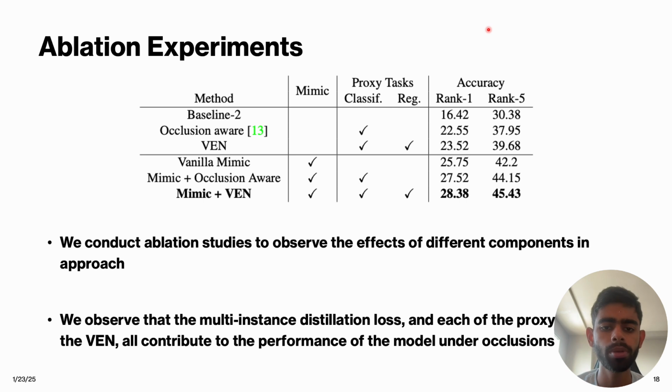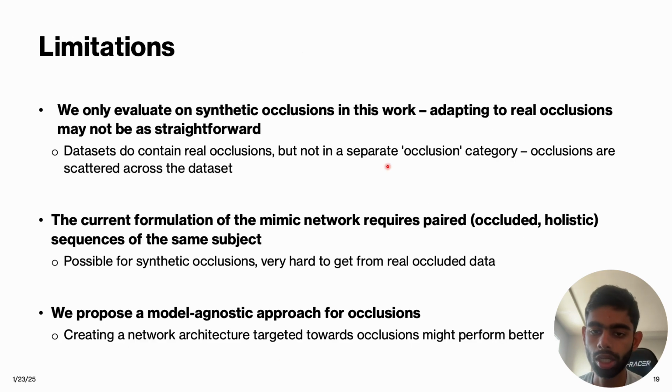So these are the ablation experiments where we evaluate each of the individual components proposed separately, and we have three components, right? The mimic training strategy, also called the multi-instance correlational distillation loss, and the two proxy tasks we use to train the visibility estimation network. Through our experiments, we observe that each of these components individually contributes to performance, and when we use all three, we get the best performance. So that was it for the overview of this work.